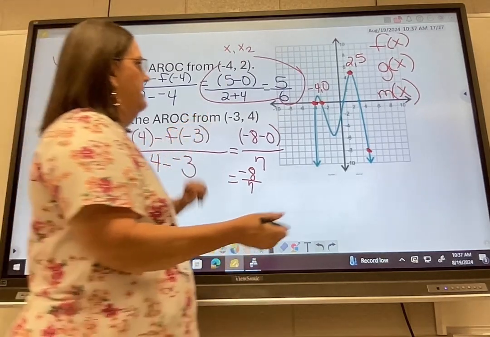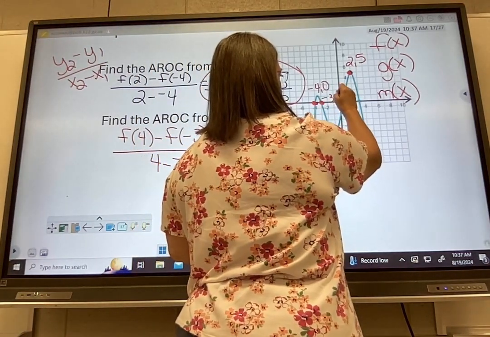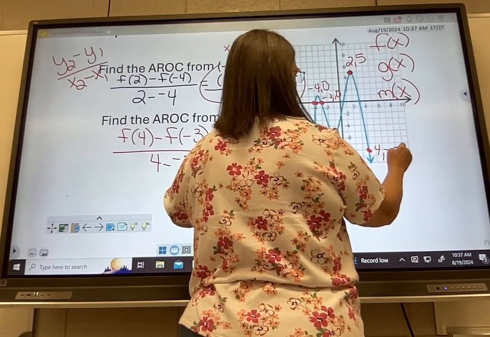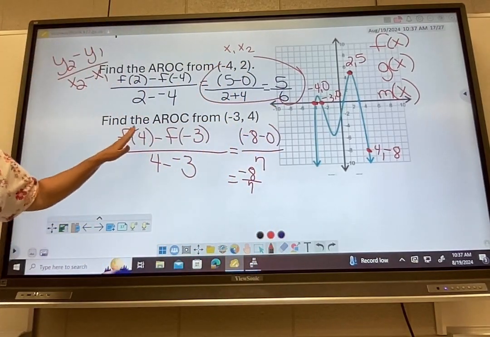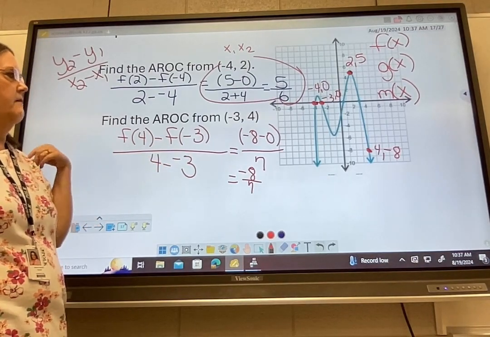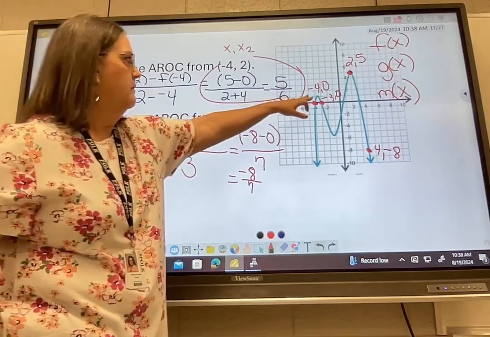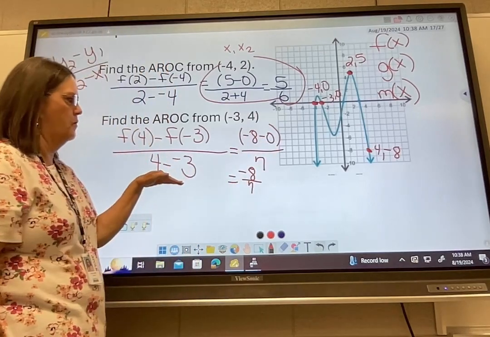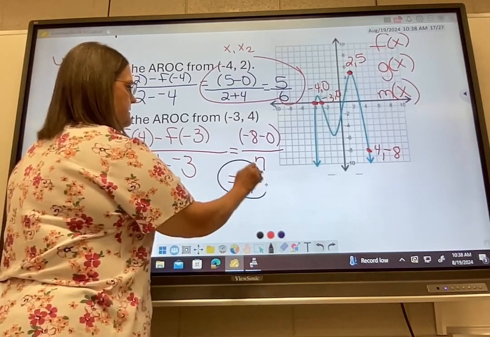And so at -3, here is -3. We have the point -3, 0. And then at 4, this is the point 4, -8. So same thing, f of 4 minus f of -3 over 4 minus -3. So at f of 4, it is -8. At f of -3, y is 0. So 8 minus 0 over 7, because 4 minus -3 is 4 plus 3 is 7. And this is our answer.